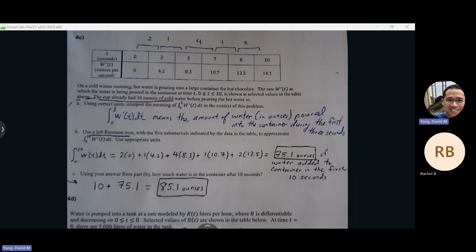And then part B, we're actually going through an approximation method to find that value. So let's do a Riemann sum, width times height. And then part C, how much water is in the container after 10 seconds? The problem says there's already 10 ounces to begin with. So 10 plus 75, 85.